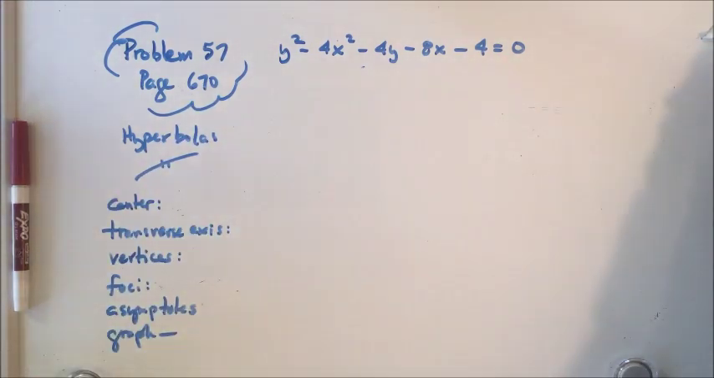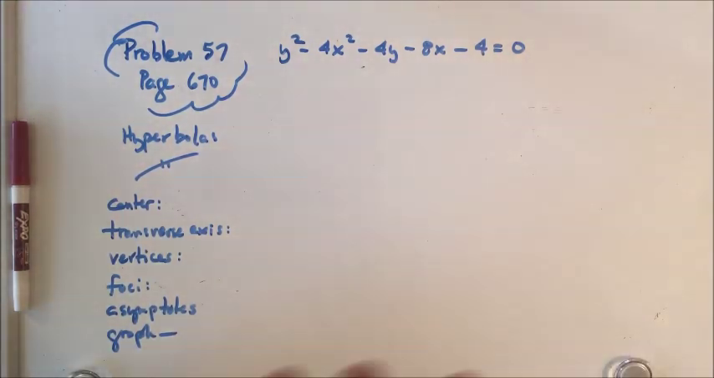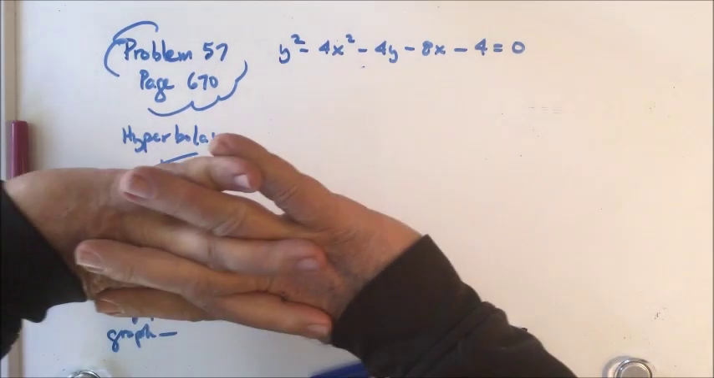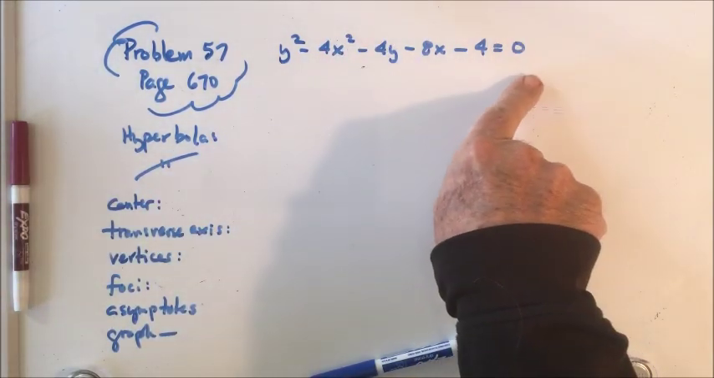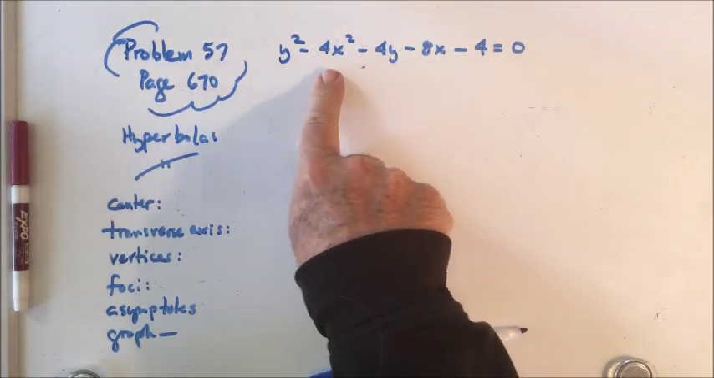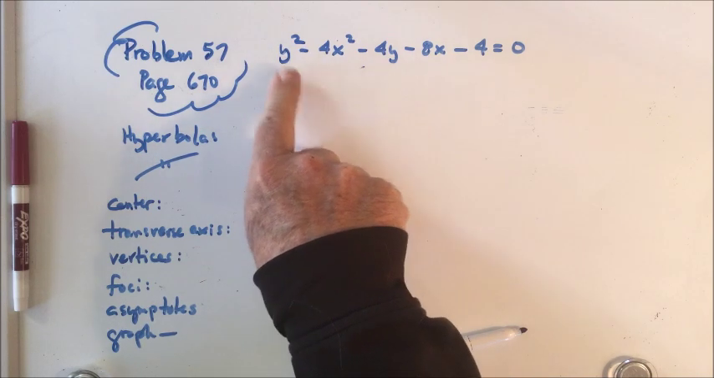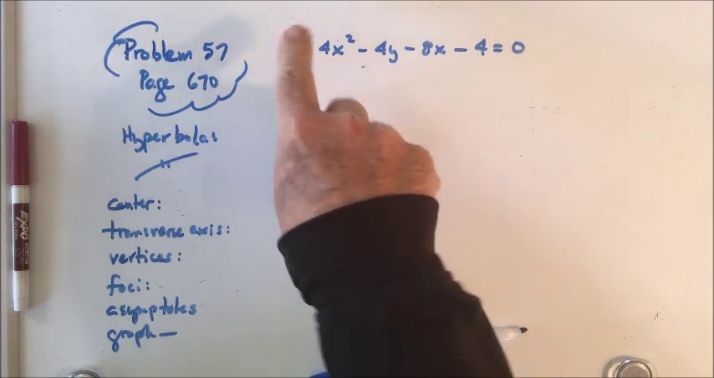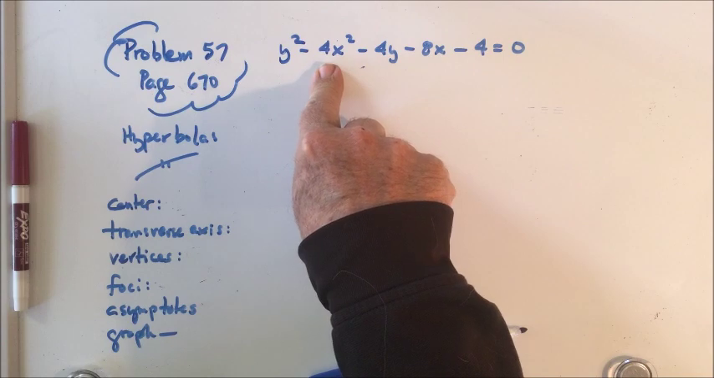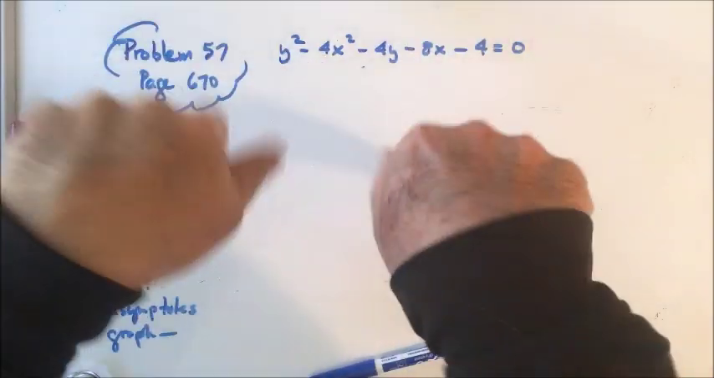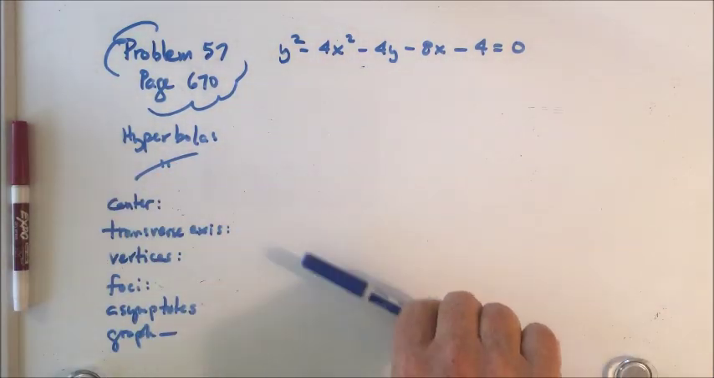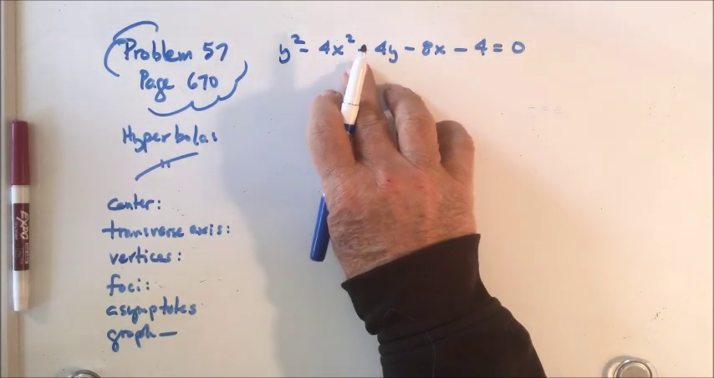And oh look, we get to complete the square. So let's do it. But just take a moment. I just tell you to do this. What do we see? I see a positive y squared, coefficient on y squared positive, coefficient on x squared negative. We've got an up-down hyperbola, okay? That'll help right off the bat.